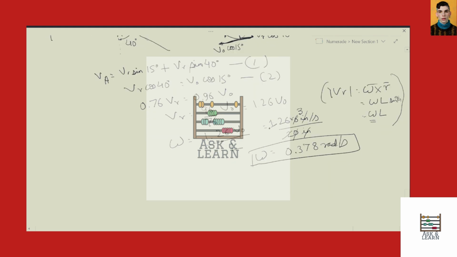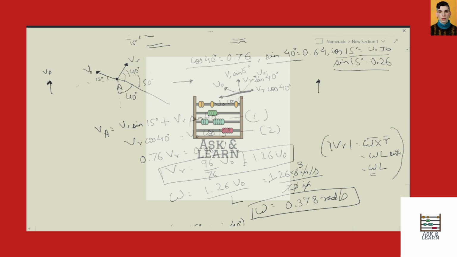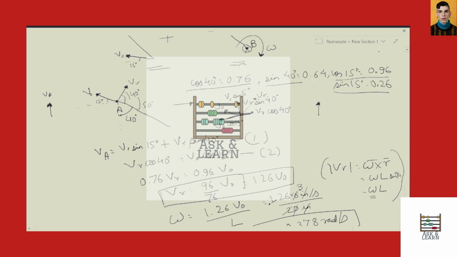Okay, coming back to VR now. Sorry, VA now. So VA is V naught sine 15. So sorry, VR sine 15 plus VR sine 40. So VR is, let me just write this down, sine 15 degrees plus sine 40 degrees. Now VR we have figured out here, 1.26 V naught. And what is sine 15 plus sine 40? Let's look up our table. So it's 0.64 plus 0.26.